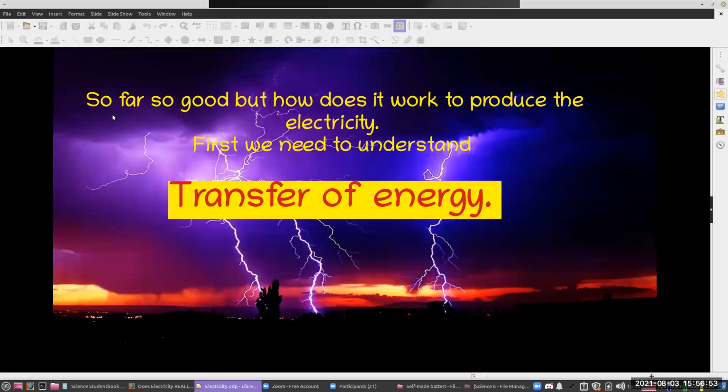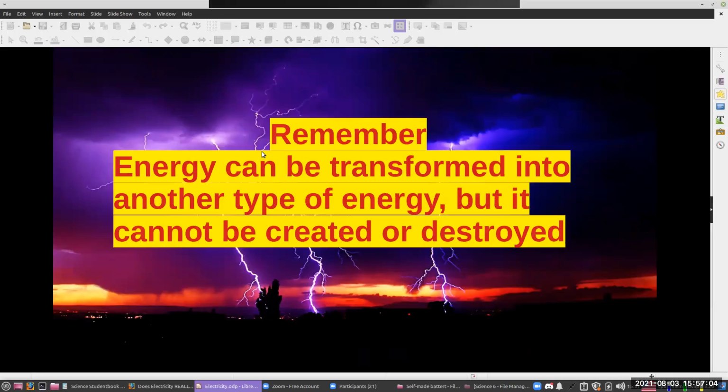So the transfer of energy, so far so good, but how does it work to produce electricity? First, you need to understand the transfer of energy. Remember, energy can be transferred into another type of energy, but it cannot be created or destroyed. What does this mean? We don't make electricity. Electricity is already there.